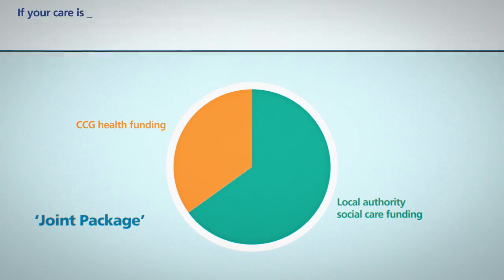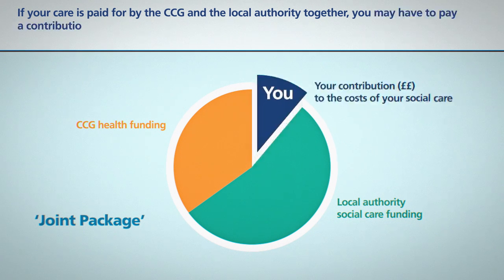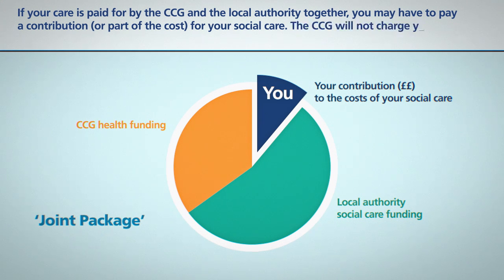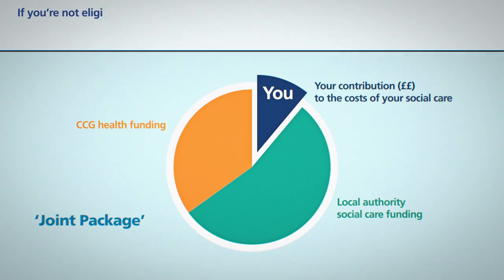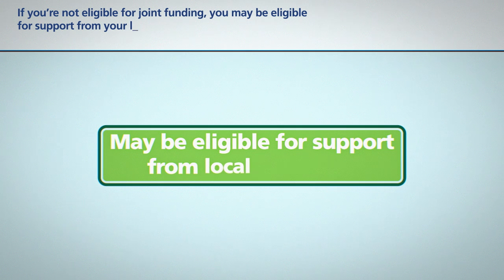If your care is paid for by the CCG and the local authority together, you may have to pay a contribution or part of the cost for your social care. The CCG will not charge you for the NHS care you need. If you're not eligible for joint funding, you may be eligible for support from your local authority.